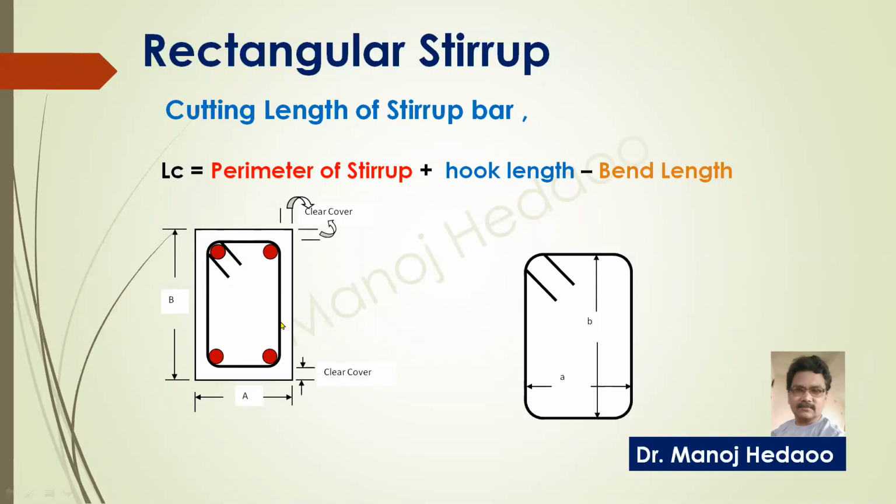Now if I take out this stirrup, then you will get this stirrup. Here small a is the width of stirrup, means clear distance between two vertical legs of stirrup, whereas small b is the vertical distance of two horizontal stirrup bar.